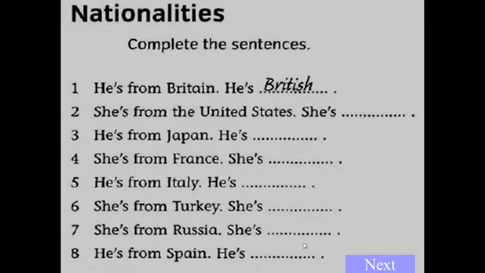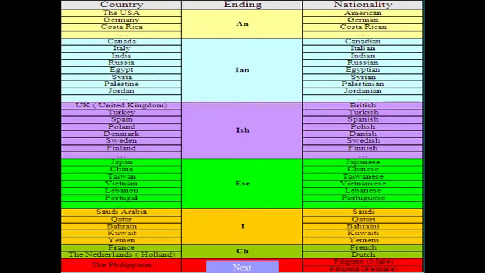Okay? Now here's an interesting part that I want to talk about. Just give me a second. Okay. So here we have some of the countries around the world, and we have the word endings for when you want to talk about the nationality of someone, okay? So for example, the countries here, the USA, Germany, and Costa Rica. So if you want to talk about the nationality of someone from three of these countries, we usually put "an" in the end, okay? So America, American, German, Costa Rican, okay?